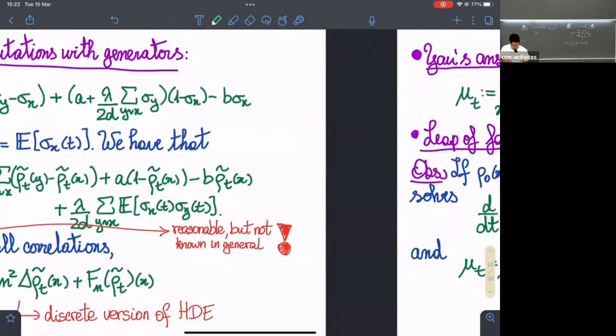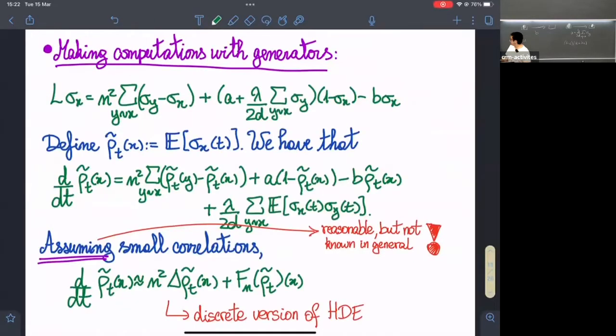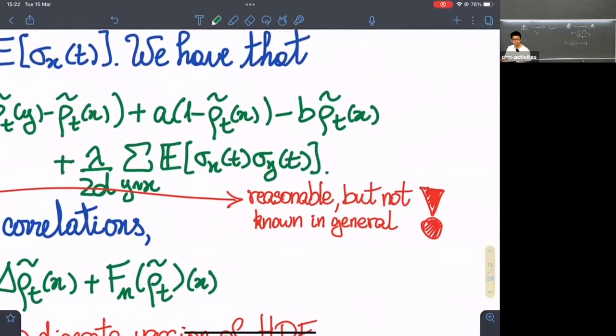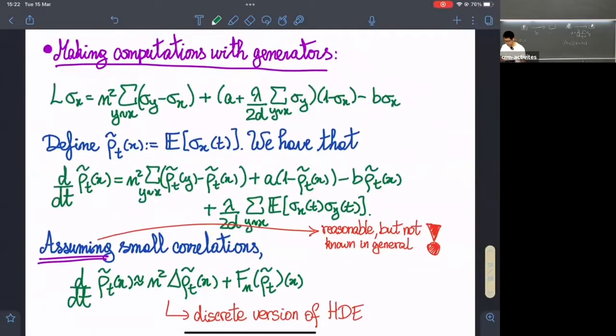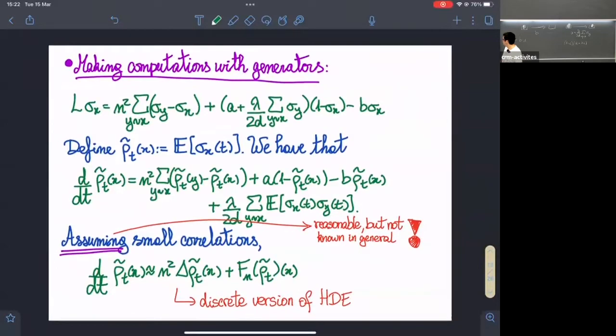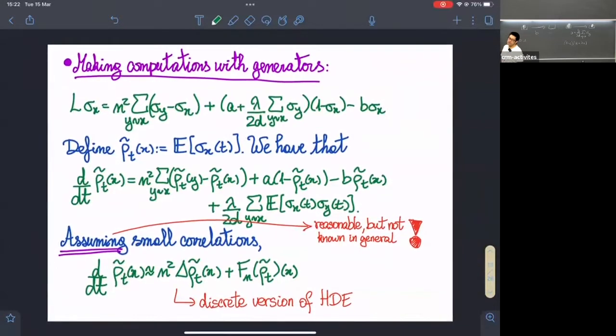Okay, this is not saying at all that the law is really like this. So let me go back here. You see, assuming small correlation, this is reasonable, but not known in general. I think Claudio proved this in some cases, no? You call it conservation of local equilibrium, no? Yes. But in the hydrodynamic equation, n square maybe should not be there, because of the discrete Laplacian. Well, it depends on how you define the discrete Laplacian, of course.